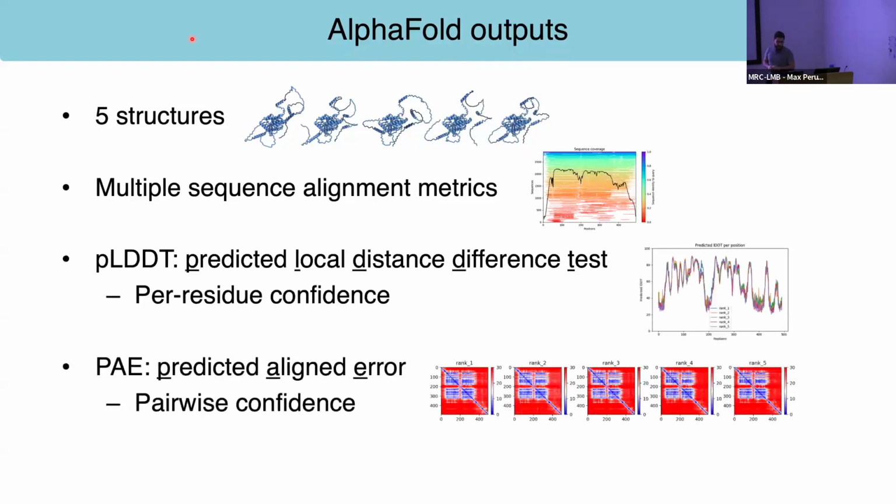And in terms of interpreting your prediction, there are 2 metrics that are important to understand. The predicted local distance difference test, which is the confidence of every single residue in isolation, and then the predicted aligned error, which is the confidence of residues relative to another residue, right? So let's go through these.